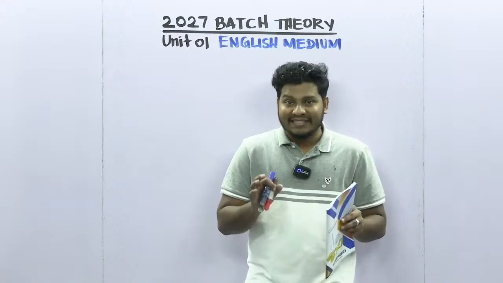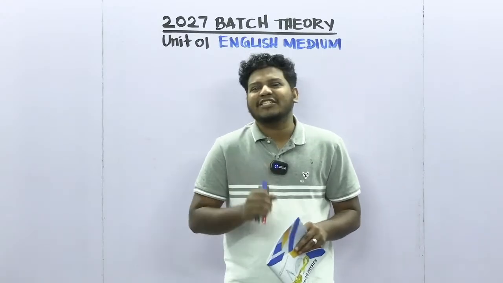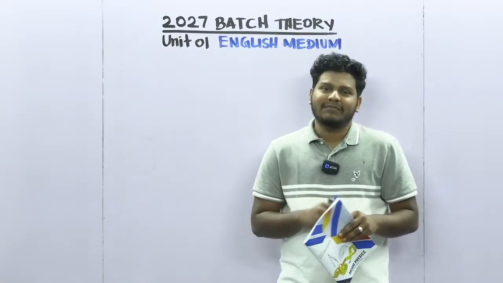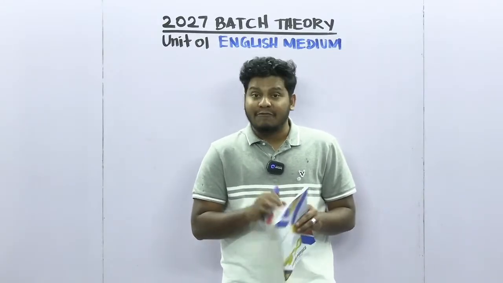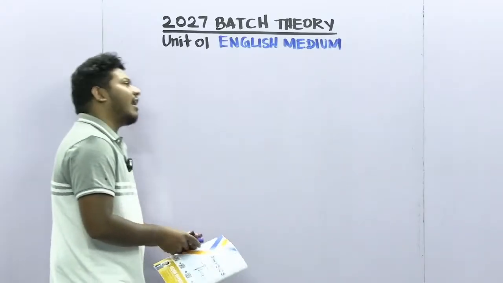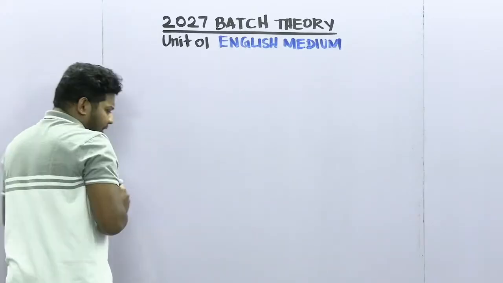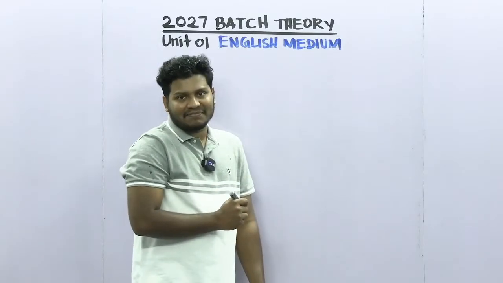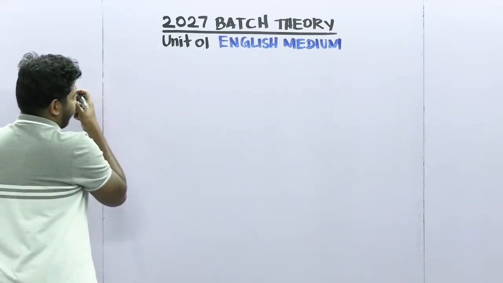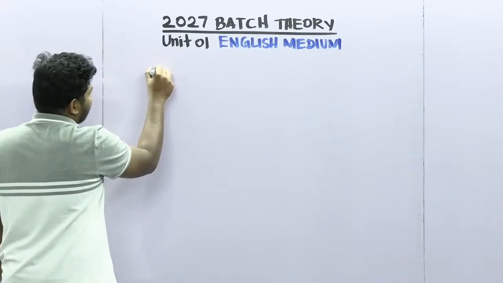I'm starting the theory here. I'm just giving you some introductions about advanced level physics. In advanced level physics, we have 11 units.